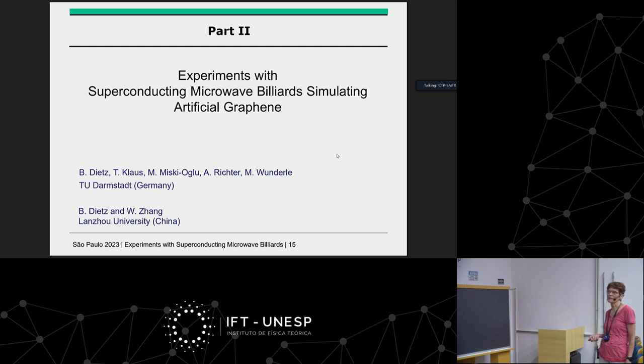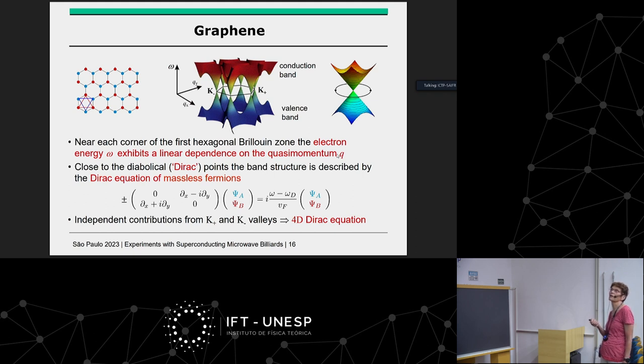Now I will come to another kind of experiment, first started in Darmstadt and then continued in China. These are billiards used to simulate properties of graphene. First of all, what is graphene? Graphene is a two-dimensional layer of carbon atoms arranged on a honeycomb lattice. The honeycomb lattice is formed by two triangular lattices, and this structure leads to a band structure which became of very high interest, because the conduction and the valence band touch each other conically at the six corners of the first Brillouin zone, and in the region of these cones, it exhibits relativistic properties. That was one of the reasons why it became of interest.